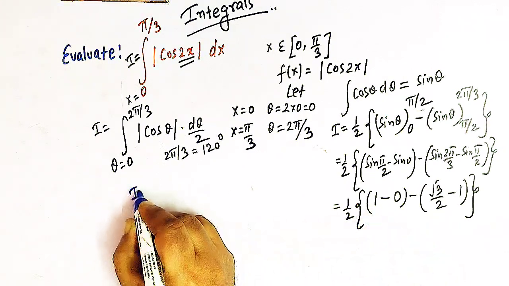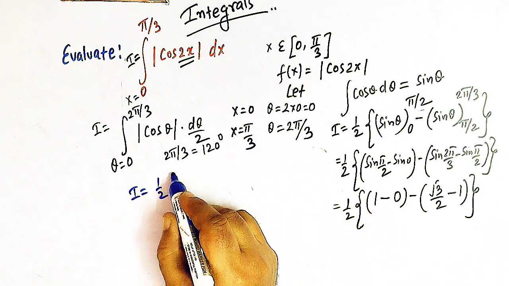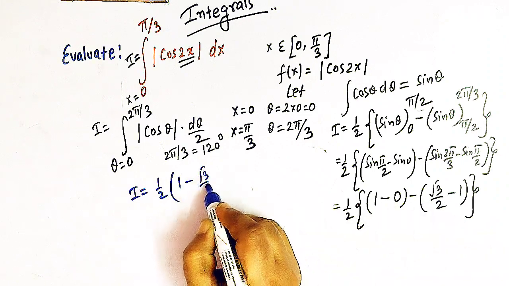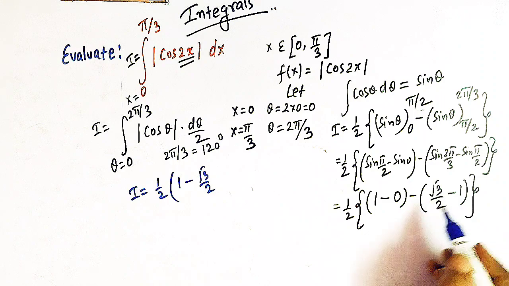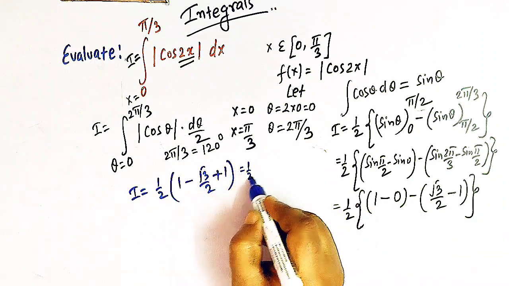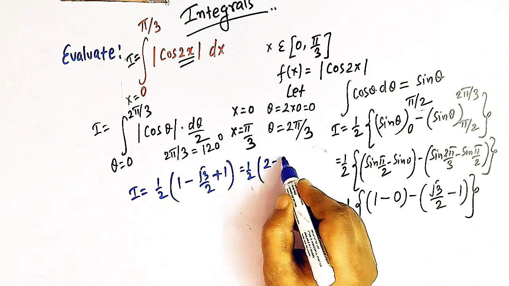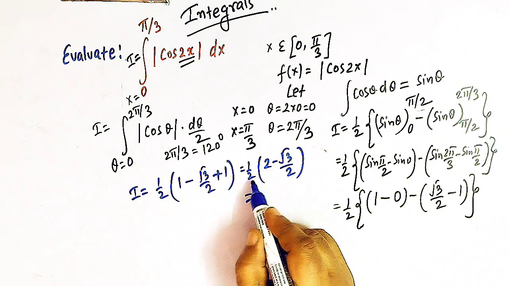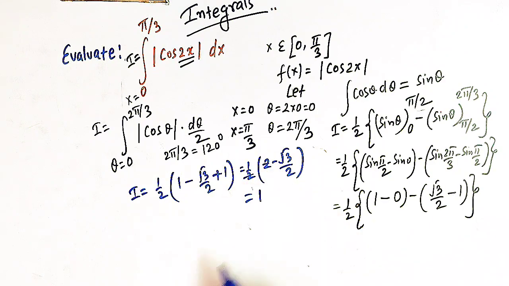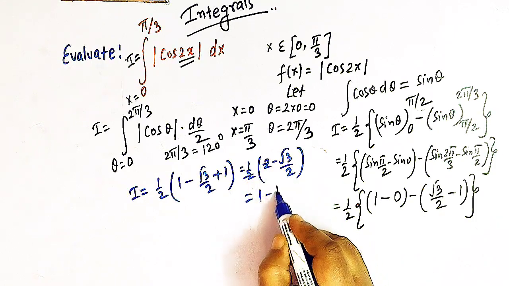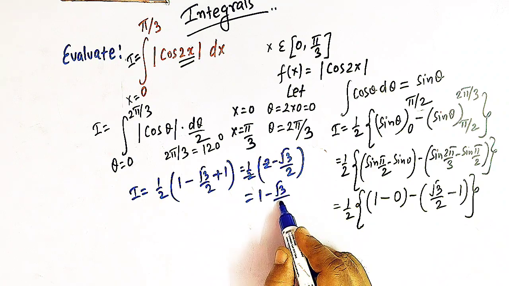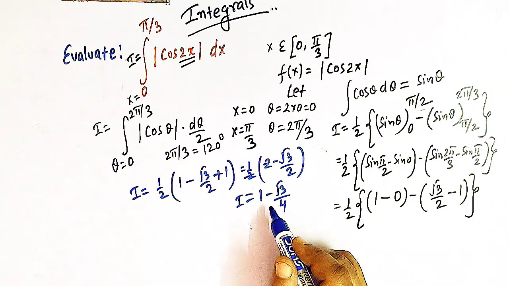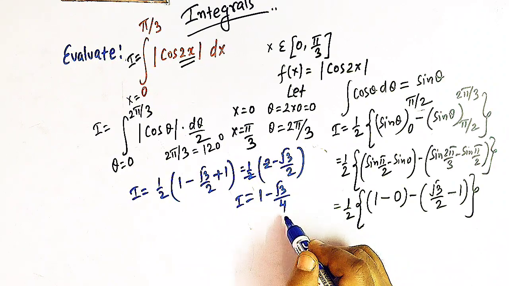So here we can simplify this expression. So we have half, 1 minus 0 is 1. Then we have minus square root of 3 over 2, minus and minus plus. And this is half, 1 plus 1 is 2, 2 minus square root of 3 over 2. And if we multiply these two terms by half, we have 1, 2 and 2 get cancelled, and then 2 times 2 is 4. So we have root 3 over 4, right? So viewers, the value of this integral is given by 1 minus square root of 3 over 4.